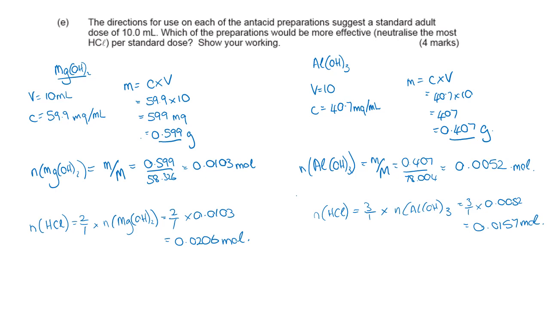So for the 10 ml sample of each one, you can see that this one is 0.206, this one is 0.105, this one here is the more effective of the two.